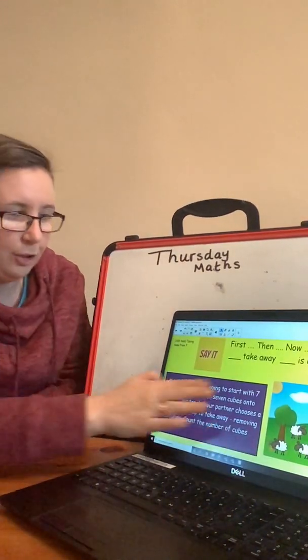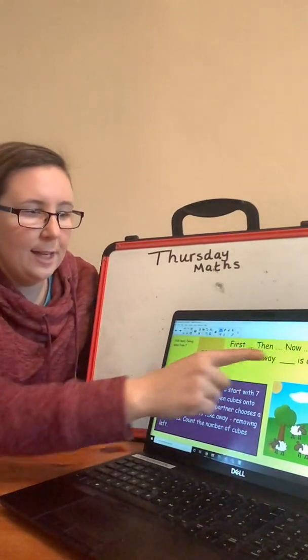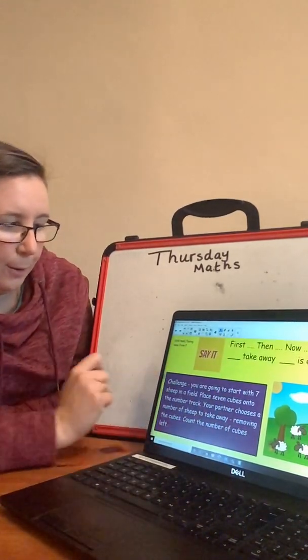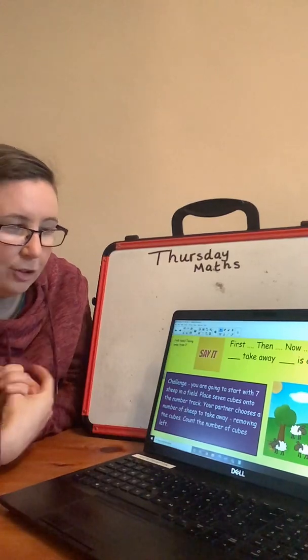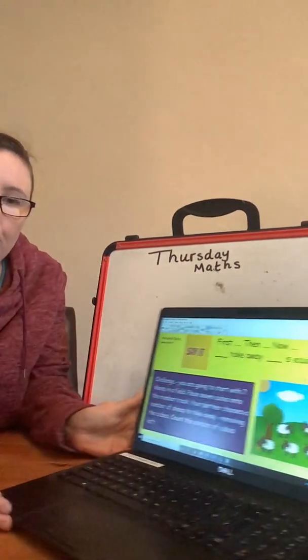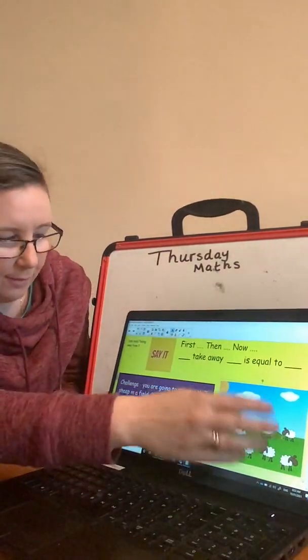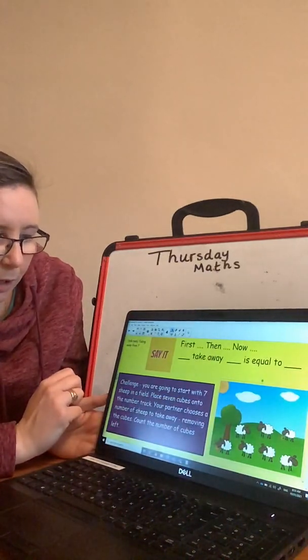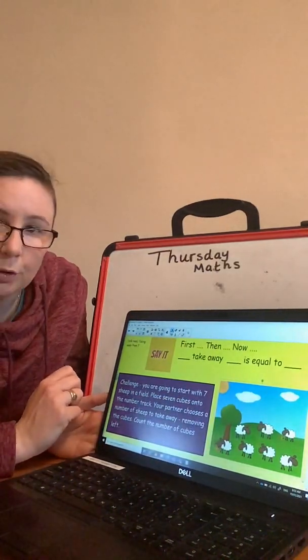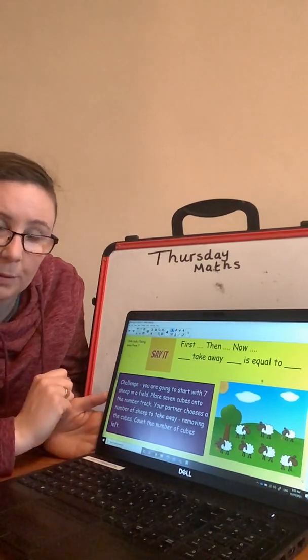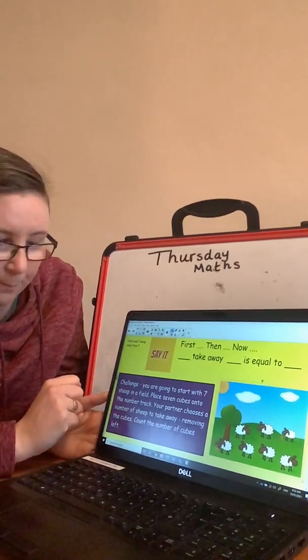Right, here we go. I've got a challenge for you now, and here's our first then and now sentence. So, you are going to start with 7 sheep in a field. Here they are, the picture that we started with at the beginning. 7 sheep in the field. So you're going to put 7 cubes onto your number track, like we've just been doing. So we practiced, didn't we, with the skipping.